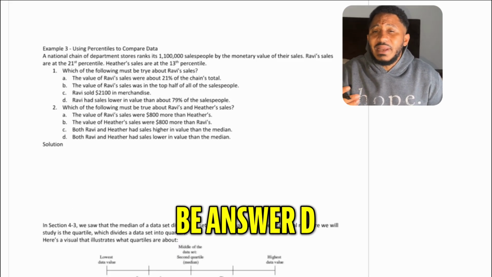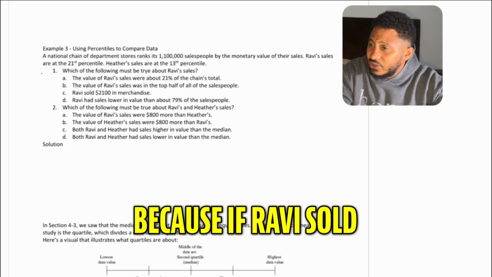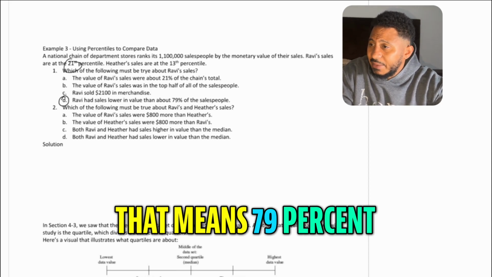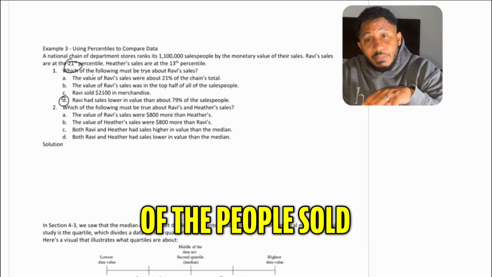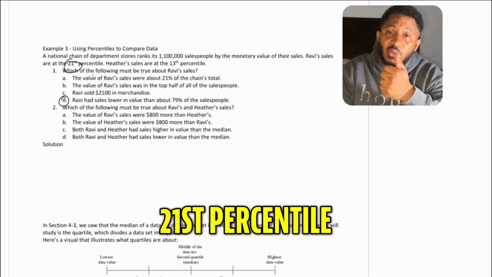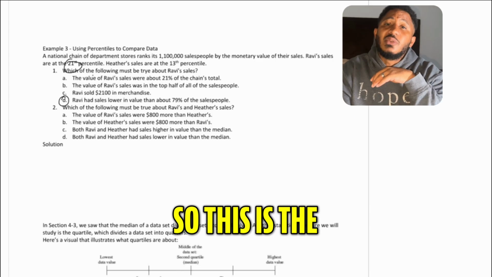So the answer here has to be answer D, right? Because if Ravi sold in the 21st percentile, that means 79% of the people sold higher than her, and she is in the 21st percentile. So this is the one that must be true.